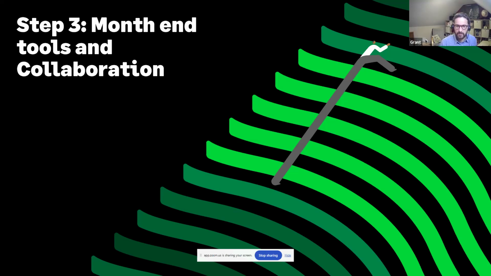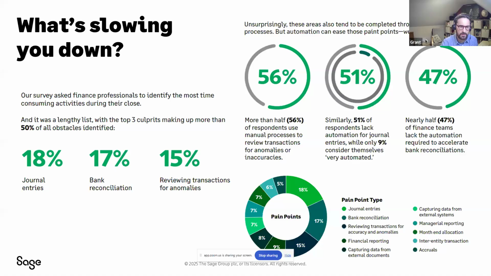So just before I do, here's a question for you about your month end. What are the main areas slowing down your month end? It'd be good also to hear from you if you want to put some of those into the chat. It'd be interesting to see that. But here are some of the details that have been shared by respondents to our Close the Books survey.